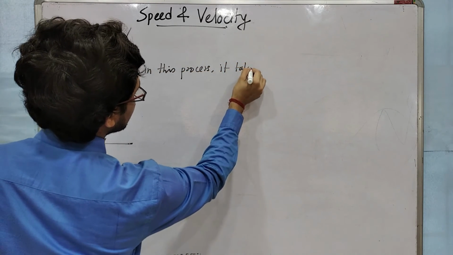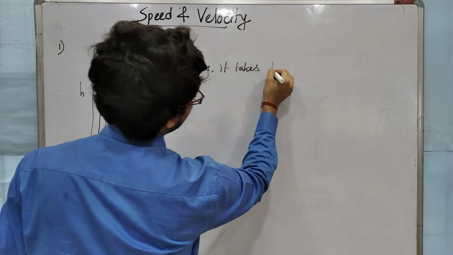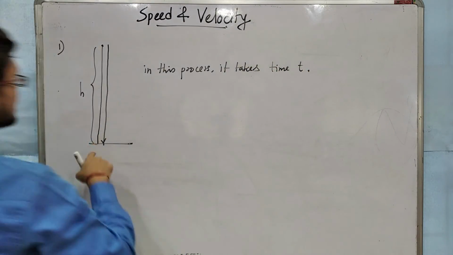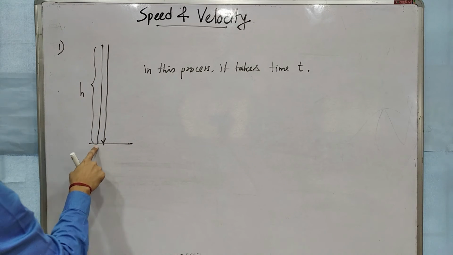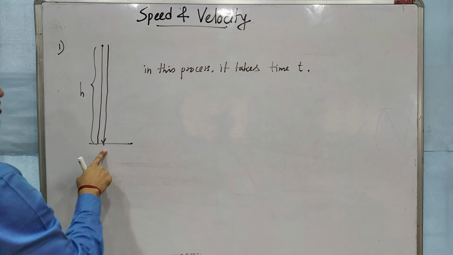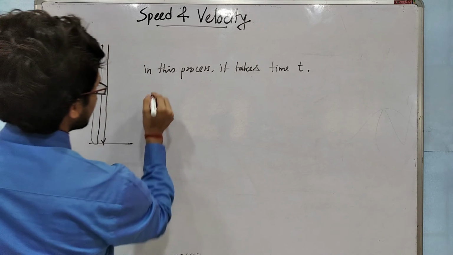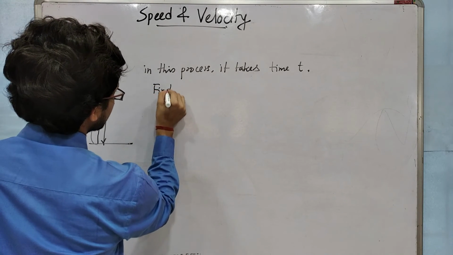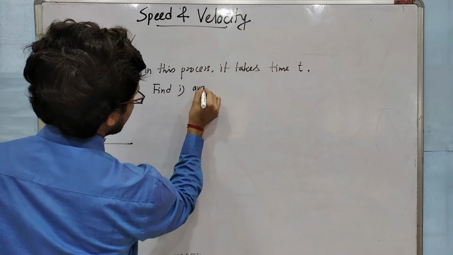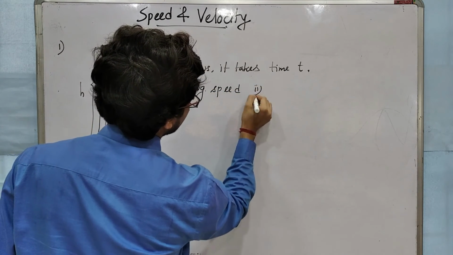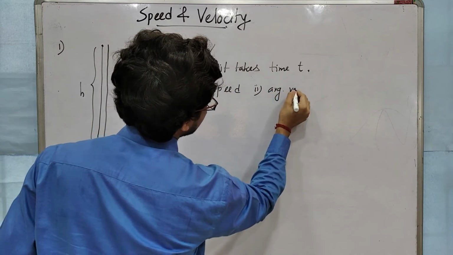And in this process it takes time t. The total time from this point to this point, and then again to the ground, is t. Okay, total time is t. Find the average speed and, second one, the average velocity.